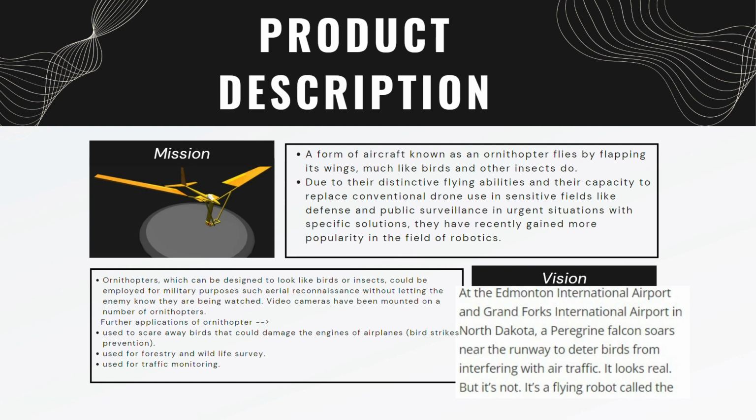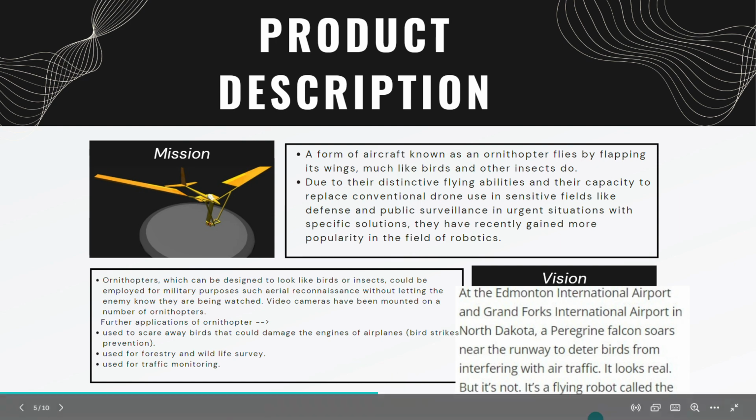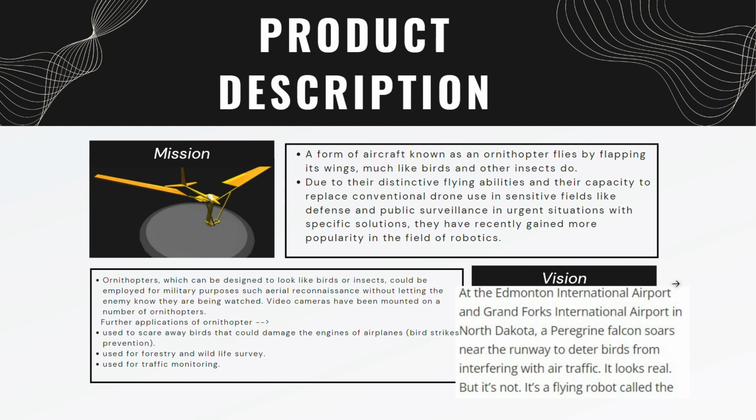Further applications of ornithopters: they can be used to scare away birds that could damage the engines in case of bird strikes. Used for forestry and wildlife survey. They can be used for traffic monitoring, and this is the application in real life which was being done in some international airports. You can read them.